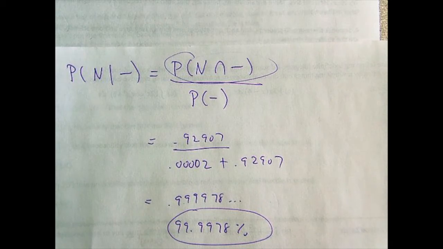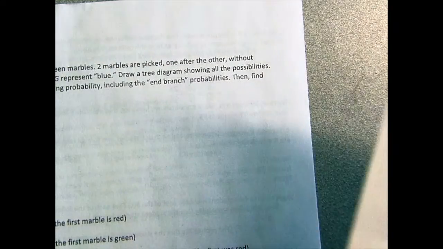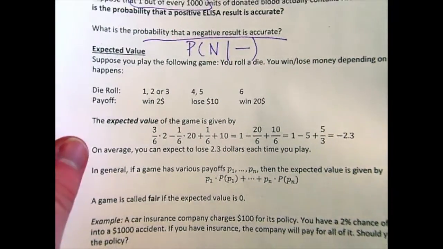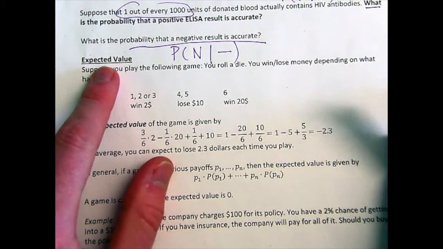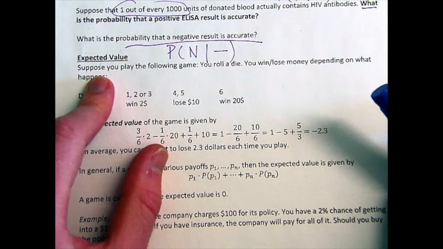Okay, so the only other thing that I want to talk about in this lesson is a very short thing. It's kind of an oddball topic that just appears at the end of probability, but it's a neat topic, and it's really easy to do. So I'll just explain it very quickly. It's called expected value. So suppose you play the following game.